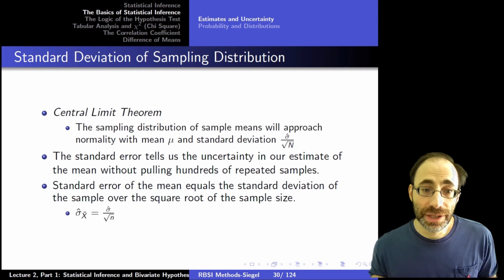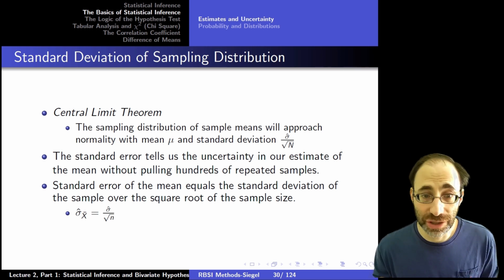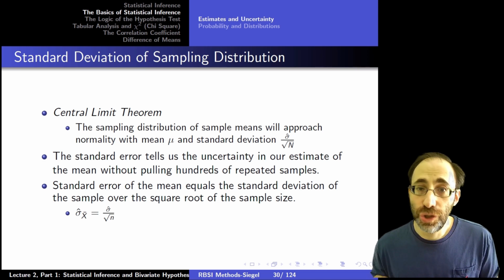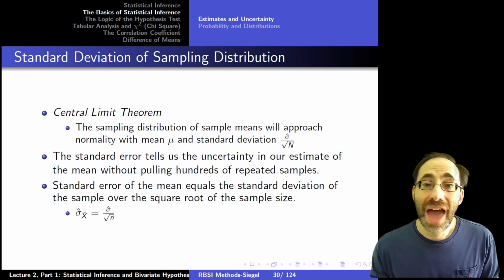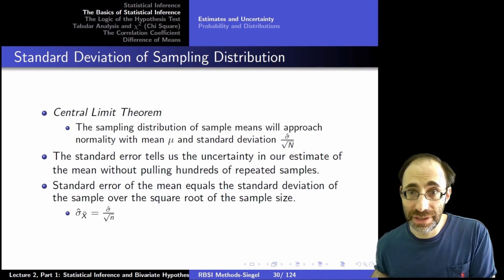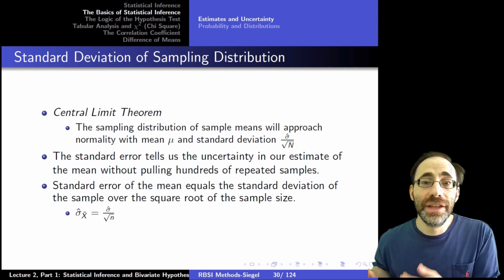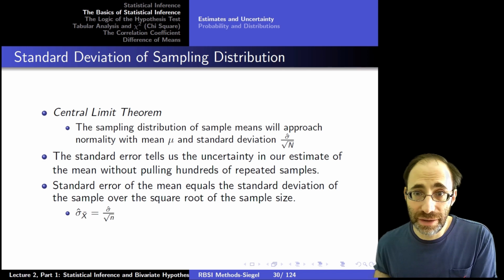So to remind you all what that was, the central limit theorem says that the sampling distribution of sample means will approach a normal distribution with a mean equal to the true population mean mu and a standard deviation equal to the estimate of the sample's standard deviation, sigma hat, or S, divided by the square root of n, where n is the size of the samples.